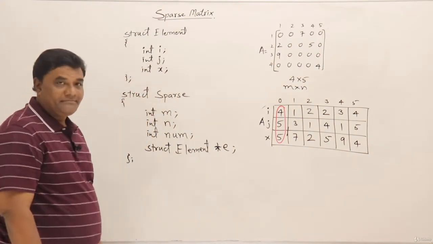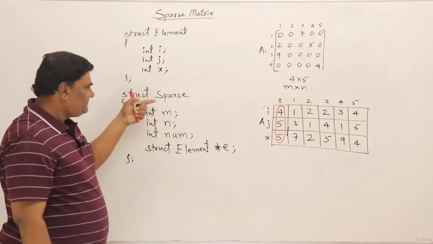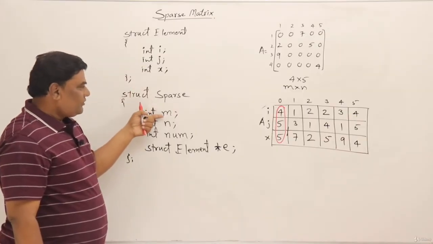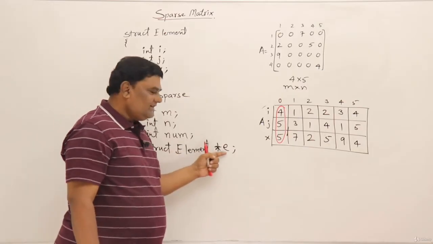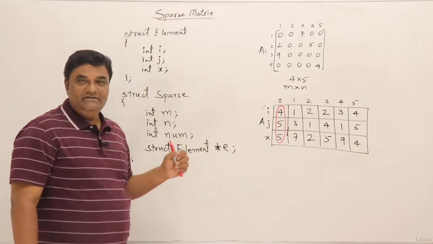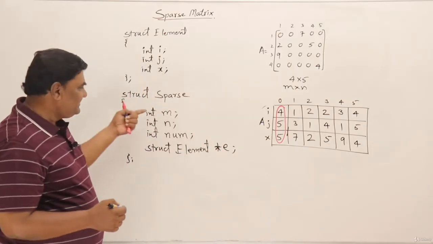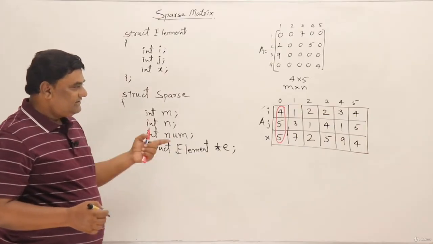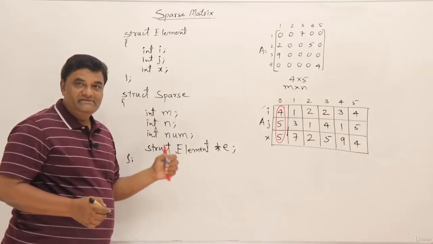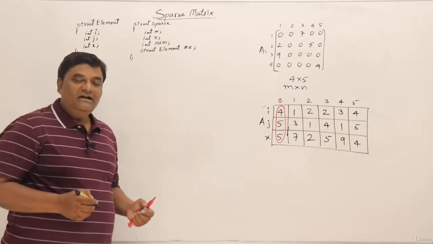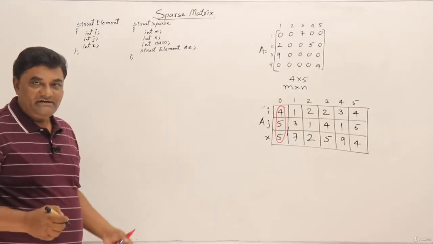Sparse matrix, let us read it again. A sparse matrix structure is containing number of rows, number of columns, number of non-zero elements and the array of elements which has to be created dynamically. Now let us see how to use this structure and create a sparse matrix. So I'll remove this and use this space. Now let us look at how to create this sparse matrix.